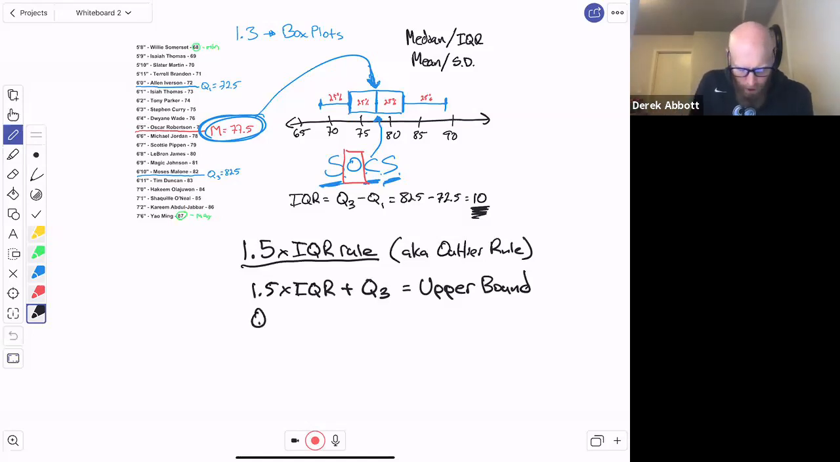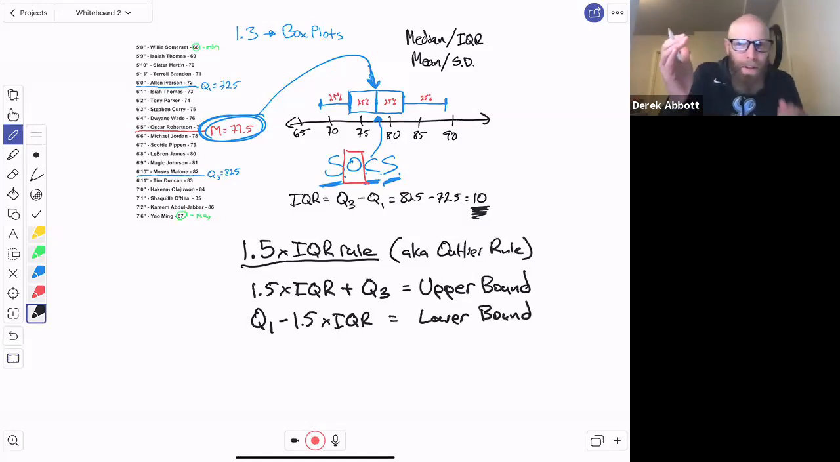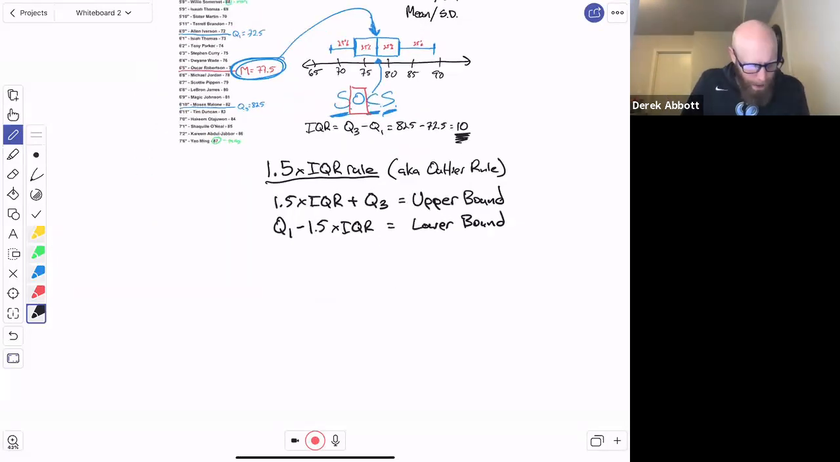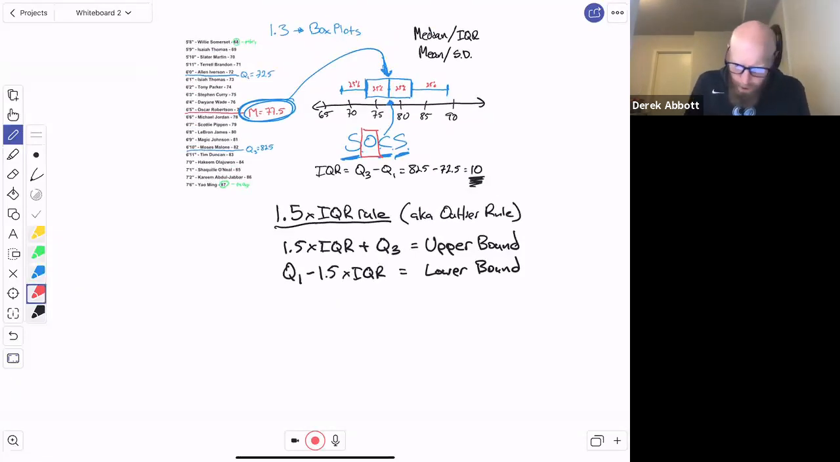Now, if I took Q1 and subtracted 1.5 times IQR, it gives me the lower bound. So if I am within these bounds, it's not an outlier. If it's beyond those bounds, it's an outlier. It's too far away from the group. So let's try it here. Here's a little bit of algebra for you. That's why knowing a little bit of algebra is a prerequisite for the course.